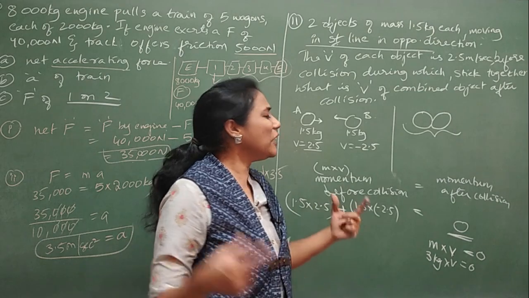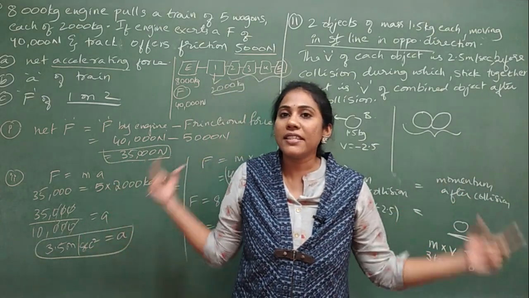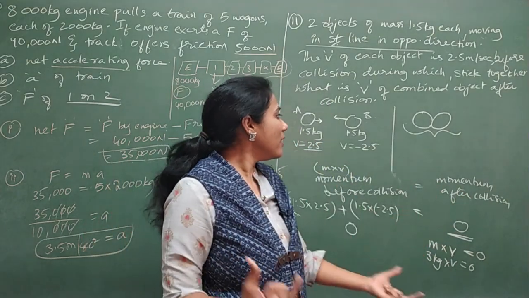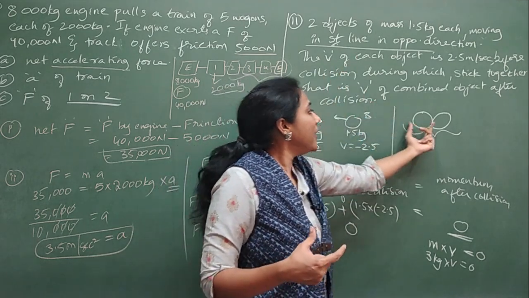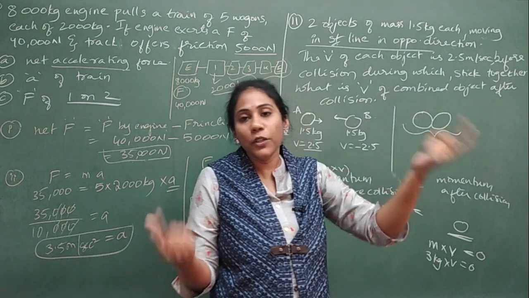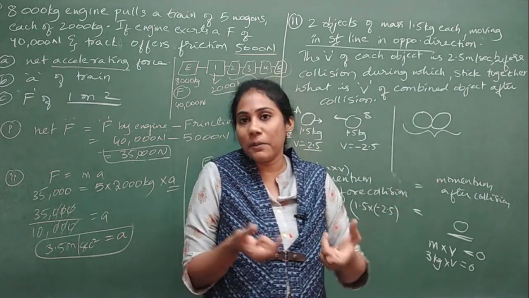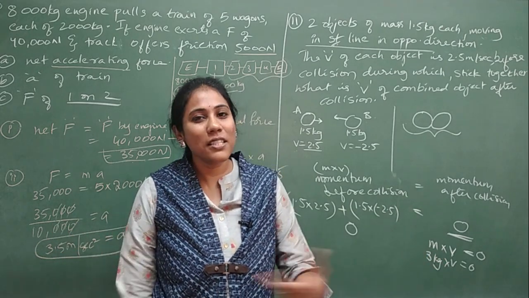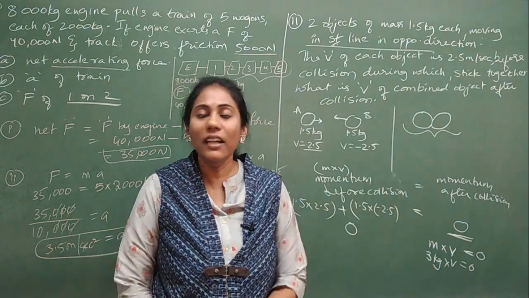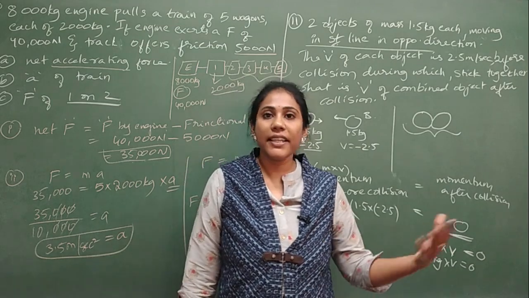So this is a highly conceptual question. You can answer this question without even solving. If you can understand the combined object is at rest, then you can confirm that the velocity is 0. So that's a simple way of answering. Clear? Now let us go for the next question.